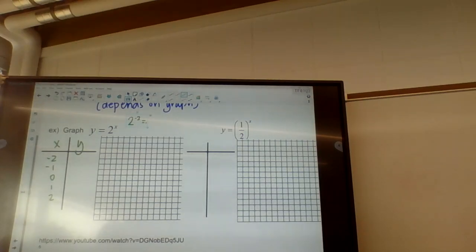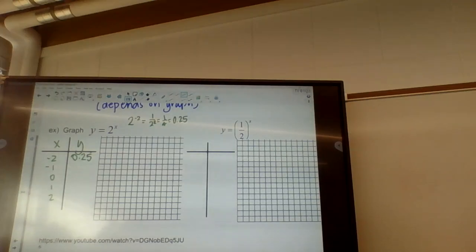Make sure we're following along, taking notes, please. So 2 to the -2 is really like 1 over 2 to the second. So 1 over 4, but if you put that in your calculator, you should get 0.25. And if you don't know how to put this into your calculator, please ask.